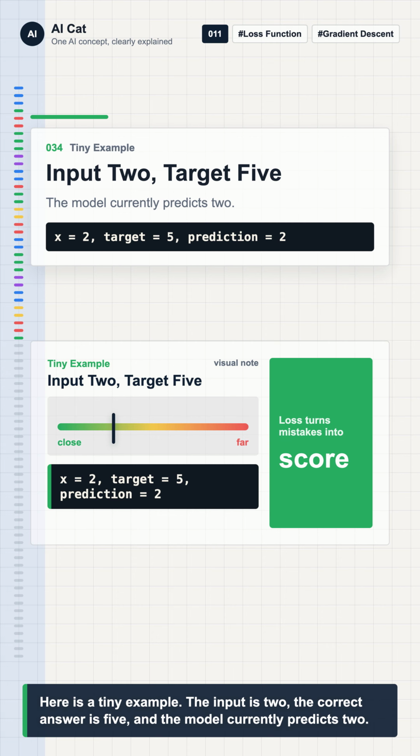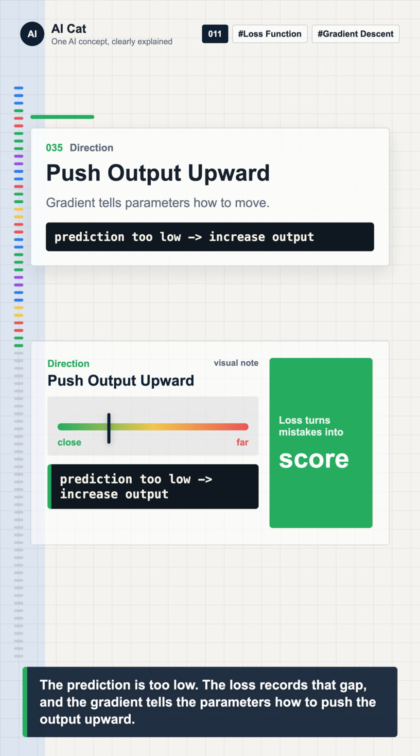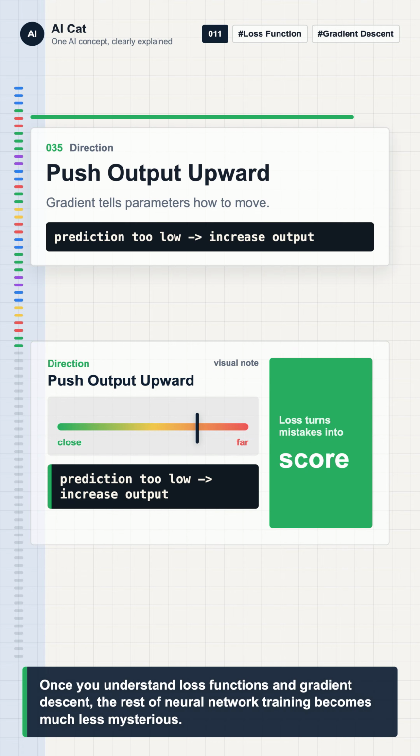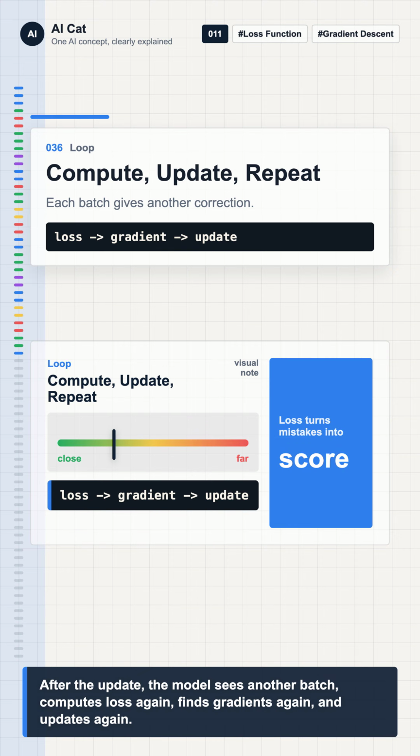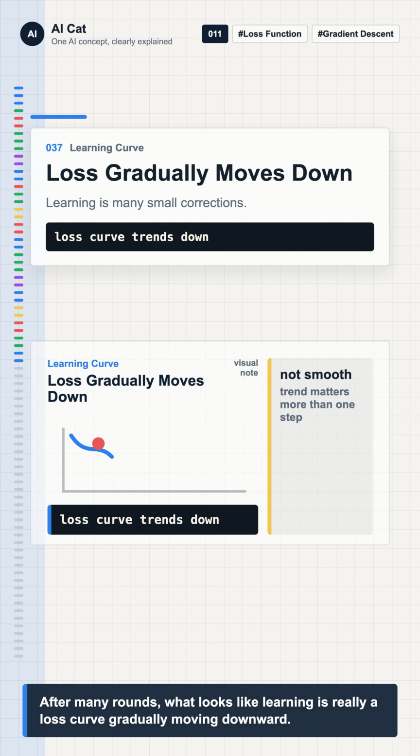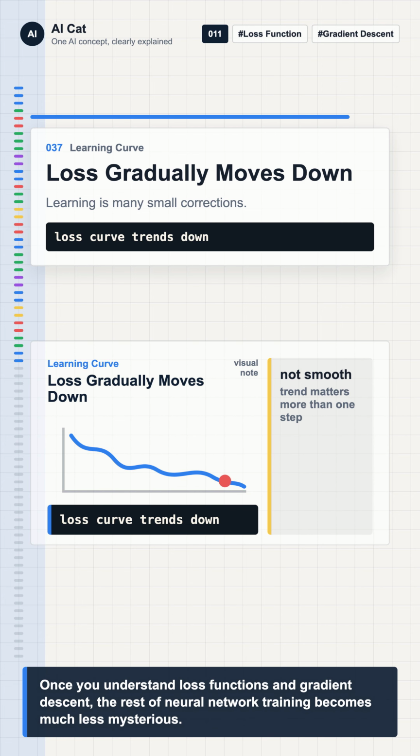Here is a tiny example. The input is 2, the correct answer is 5, and the model currently predicts 2. The prediction is too low. The loss records that gap, and the gradient tells the parameters how to push the output upward. After the update, the model sees another batch, computes loss again, finds gradients again, and updates again. After many rounds, what looks like learning is really a loss curve gradually moving downward.